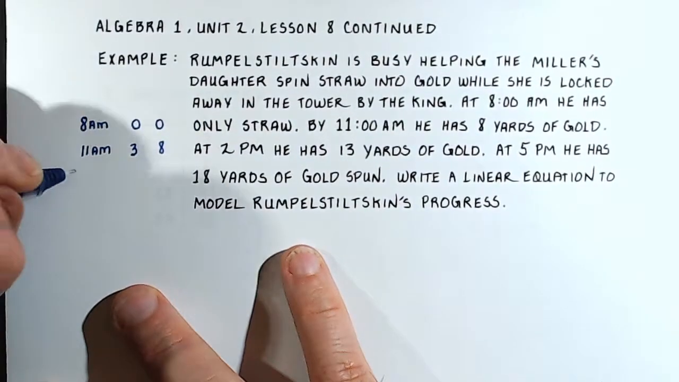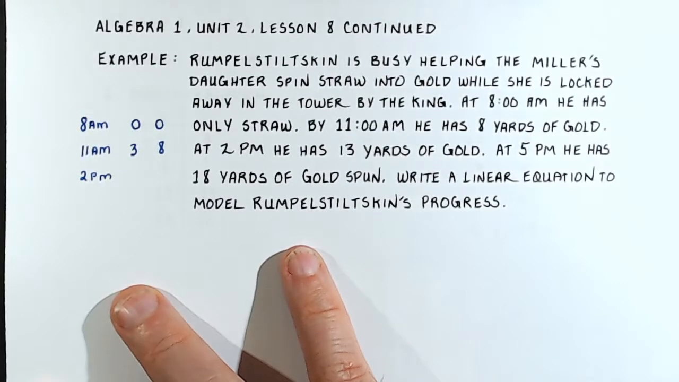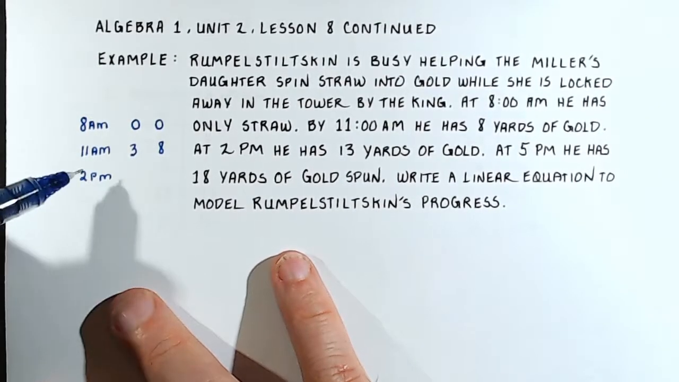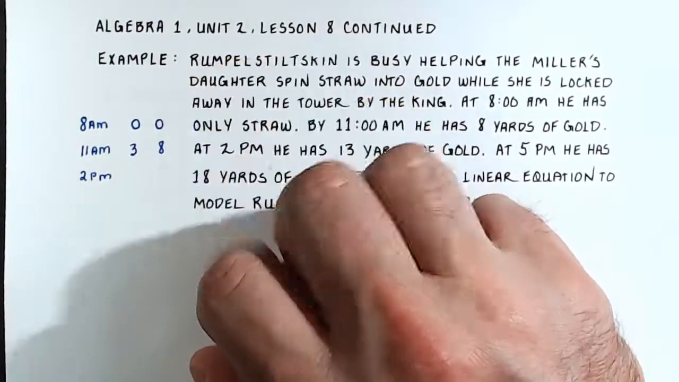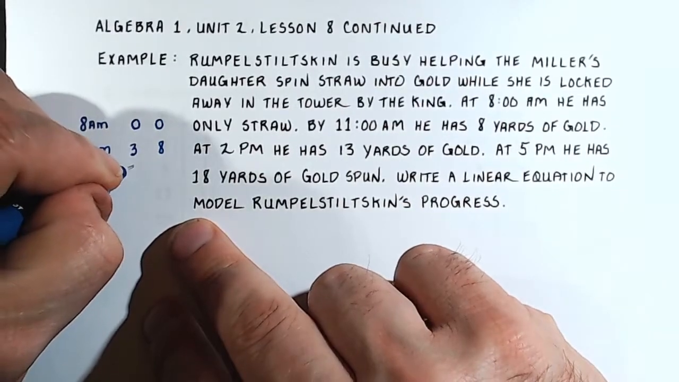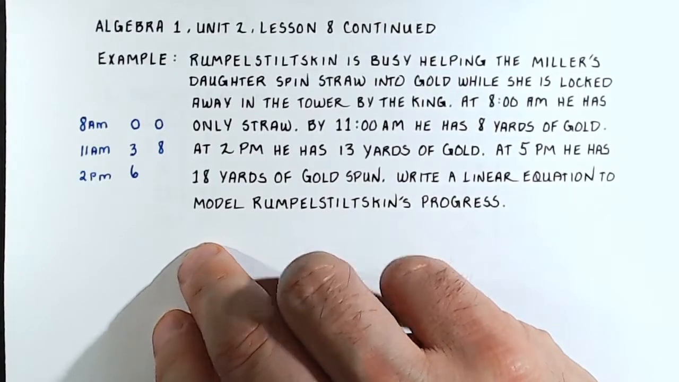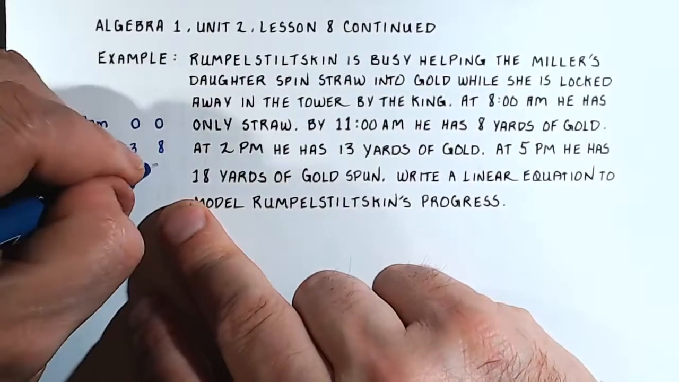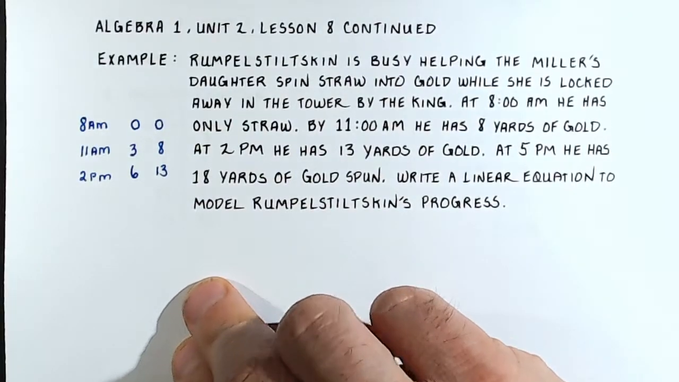So now we're given 2 p.m. here. How many hours are there between 11 a.m. and 2 p.m.? So let's see, 11, 12, 1, 2. There's 3 hours. Okay, so now we're at hour 6. So he's been working for 6 hours. And he has 13 yards of gold. We're forming our table, all right?